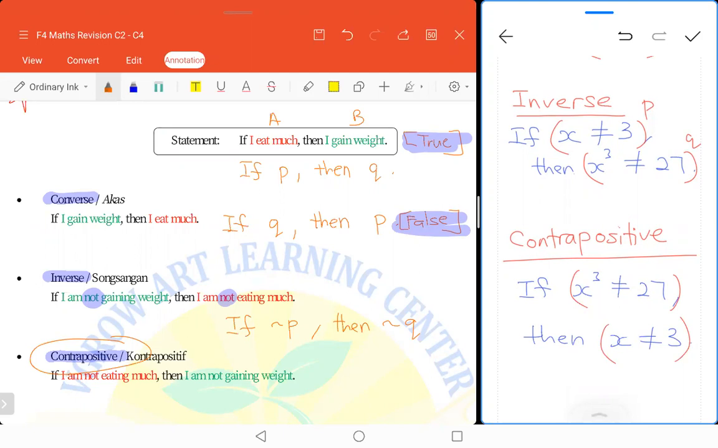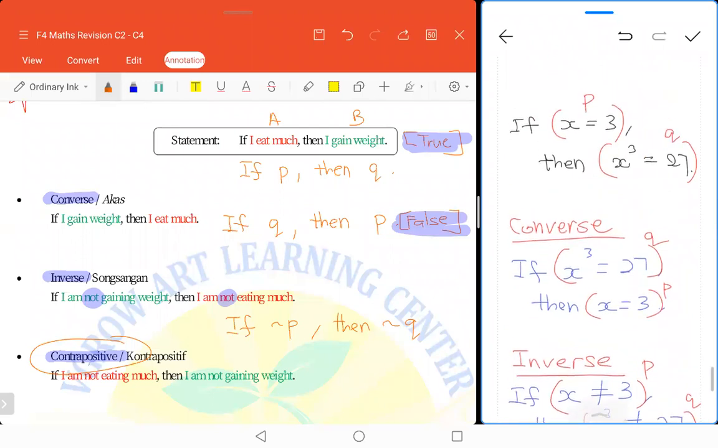Okay, copy down first, then you refer back. Okay, I scroll up and let you see.